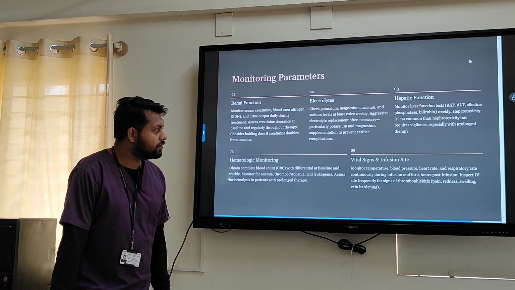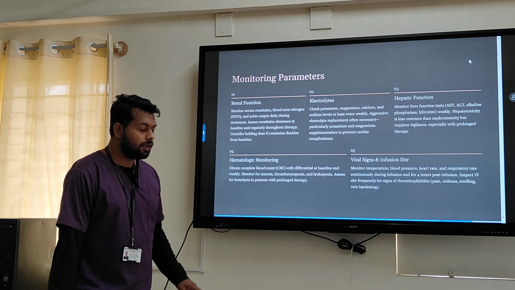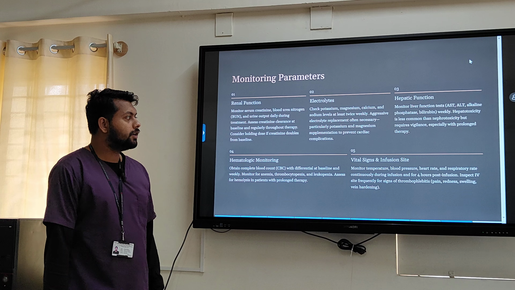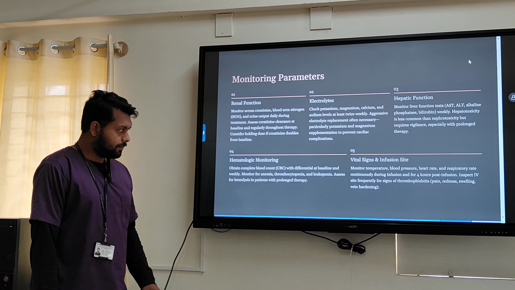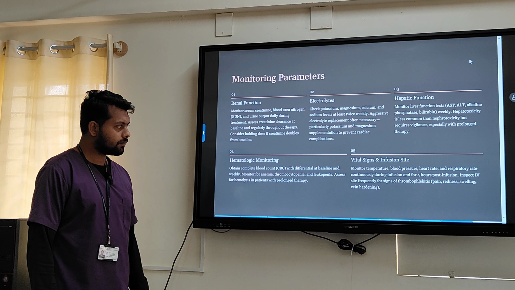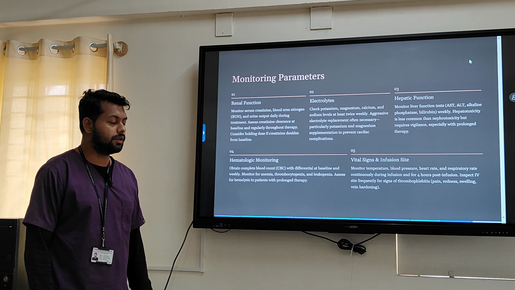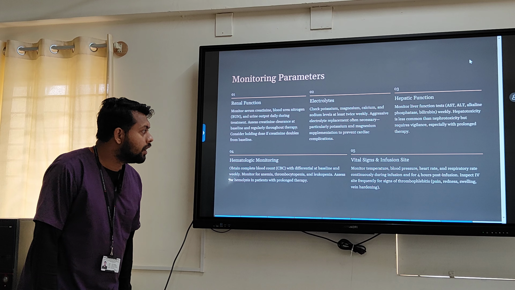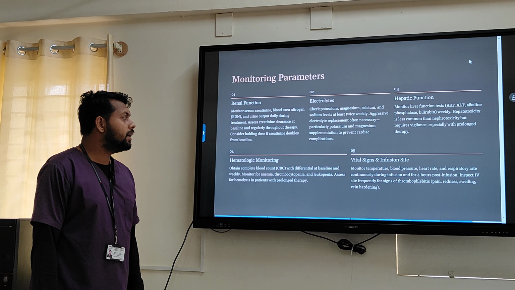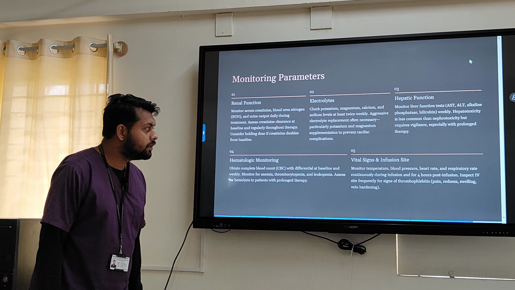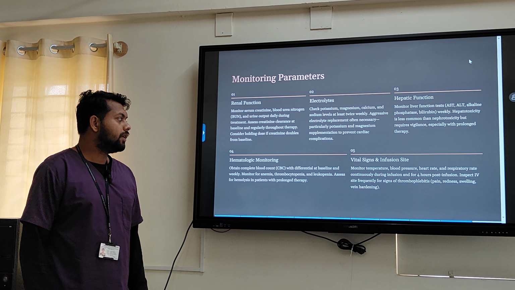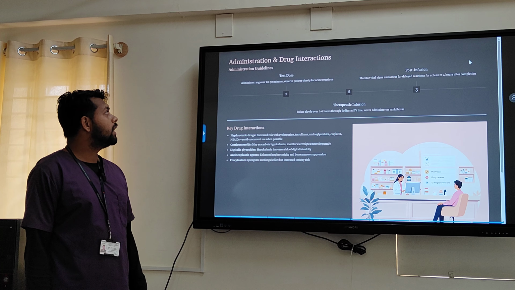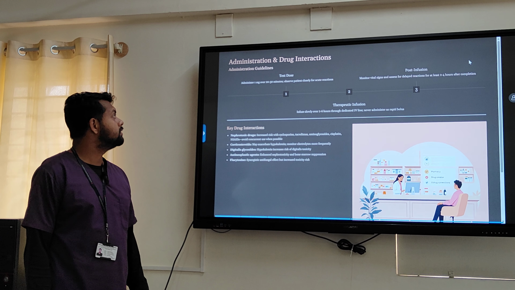Then the vital signs and infusion sites. Monitor temperature, blood pressure, heart rate, and respiratory rate continuously during infusion, and for 4 hours post infusion. That was for hypersensitivity reaction to the infusion. And also check the IV site frequently for signs of thrombophlebitis, that is pain, redness, swelling, and hardened vein. So now, how the drug is administered.